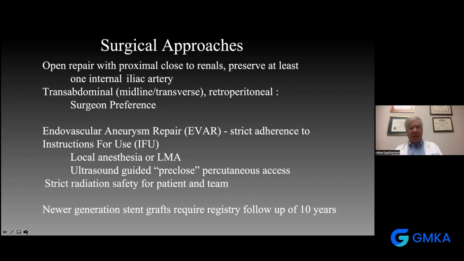Most aneurysms can be fixed under local anesthesia for endovascular repair, or a laryngeal-mask airway if it's going to be complicated and the patients are going to be uncomfortable and moving during the procedure. But local anesthesia is a very effective way to manage these, particularly for high-risk patients. And most of us have graduated to ultrasound-guided percutaneous access, which also reduces some of the morbidity of this procedure.